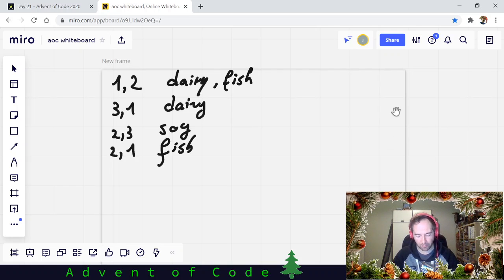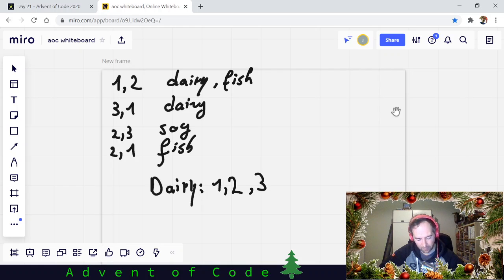We take two passes through the ingredients. The first pass builds a list of candidates for every allergen. So let's say dairy: what are the possible candidates, ingredients that could be dairy? We loop over the recipes we have. The first list contains dairy, so 1 or 2 can be dairy. We go on: 3 or 1 can be dairy, but we already know about 1, so 1, 2, 3. And that's enough, we don't have any more ingredient lists with dairy.